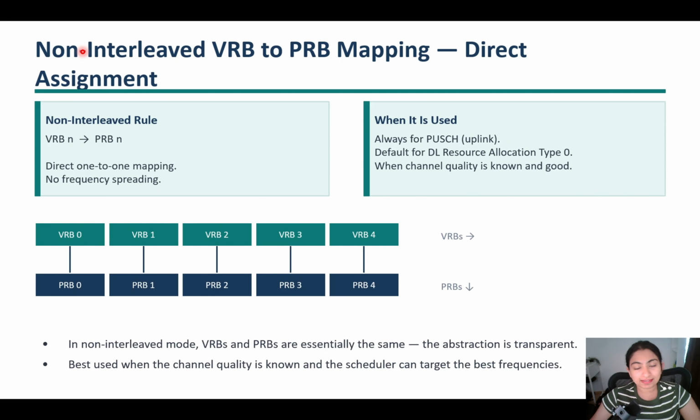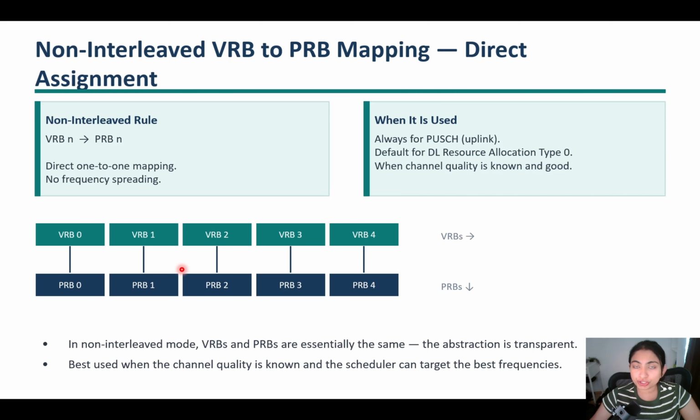Non-interleaved mapping is the simpler of the two modes. The rule is straightforward here. Virtual resource block N maps directly to physical resource block N. So VRB 0 maps to PRB 0, VRB 1 maps to PRB 1, and so on and so forth. So there is no frequency spreading here. So the VRBs exactly occupy the contiguous frequencies you would normally expect.